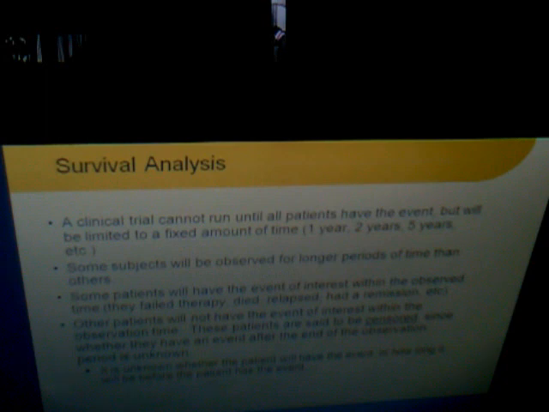So it's not typically feasible to run a clinical trial until all patients have the event, whether that's death or disease progression. So it will typically just be run for a limited period of time. Some patients will have the event you're interested in, and some patients will not. And in some cases, with disease progression, you don't know if the patient will ever have the event. Or maybe they'll have the event after the trial ends. We just don't know that. So patients who are alive and well at the last known contact of a study are said to be censored.